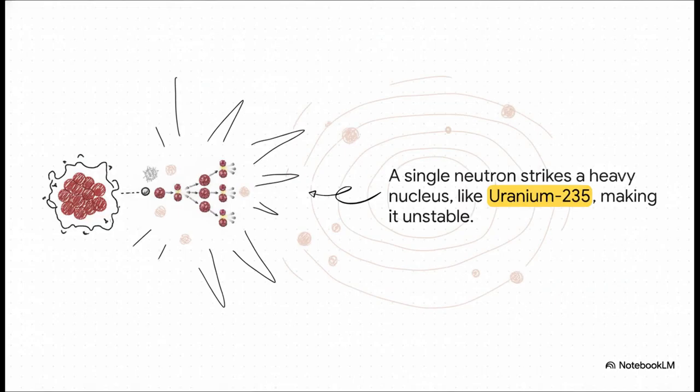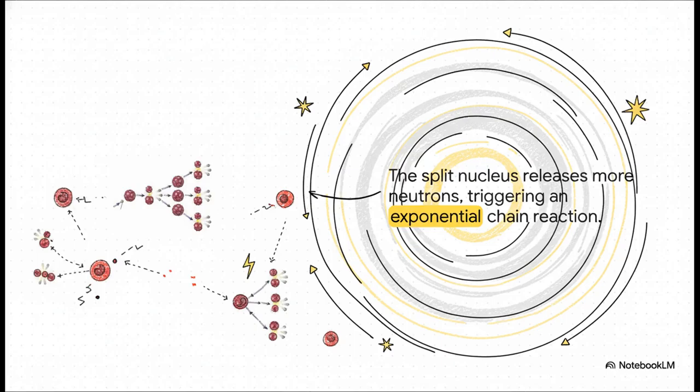It all starts pretty simply, really. You take a big, heavy, wobbly nucleus like uranium-235, and you just flick it with a single tiny neutron. That one little tap is all it takes to push the whole thing over the edge, making it incredibly unstable. And then the magic happens. The unstable nucleus splits apart into smaller elements. But, and this is the crucial part, it also releases more neutrons. Each of those new neutrons can then zoom off and strike another uranium nucleus, causing it to split and release even more neutrons. It's a cosmic domino effect, a chain reaction that just builds and builds, releasing an immense amount of energy at every single step.